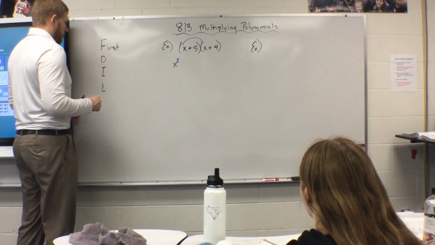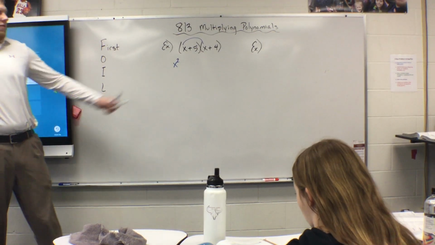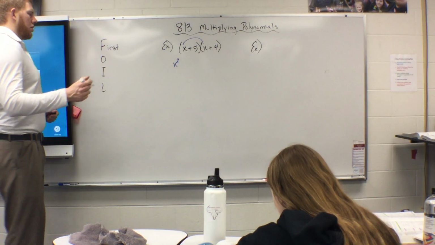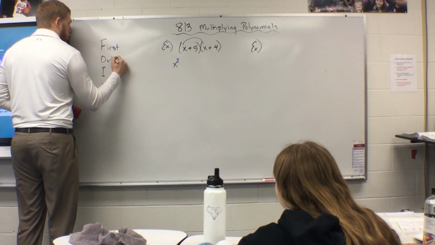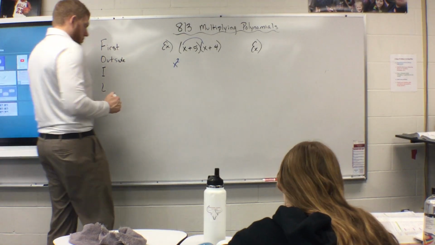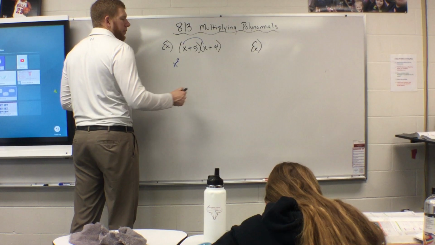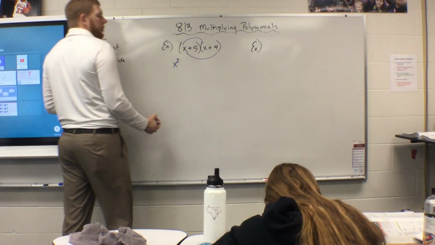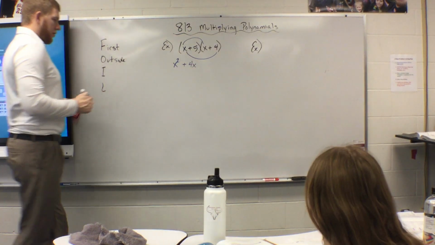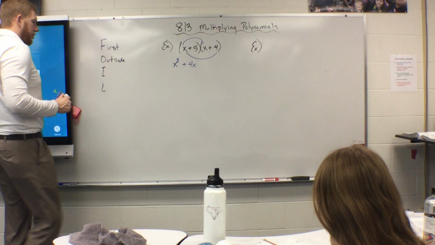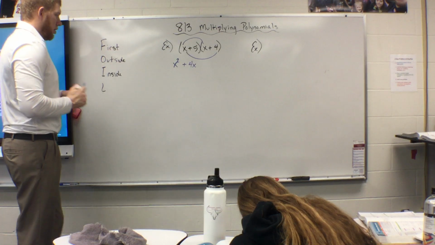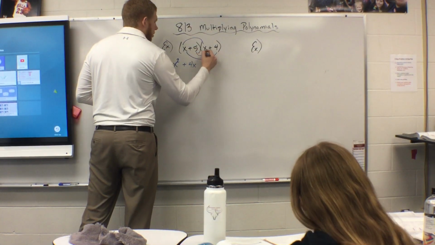We have first. What do you suppose O would be? Outside. Yeah, outside or outer, either way. The outer terms would be x and 4, because they're on the outside, so that gives us plus 4x. The next is inside or inner, so that would be 5x.